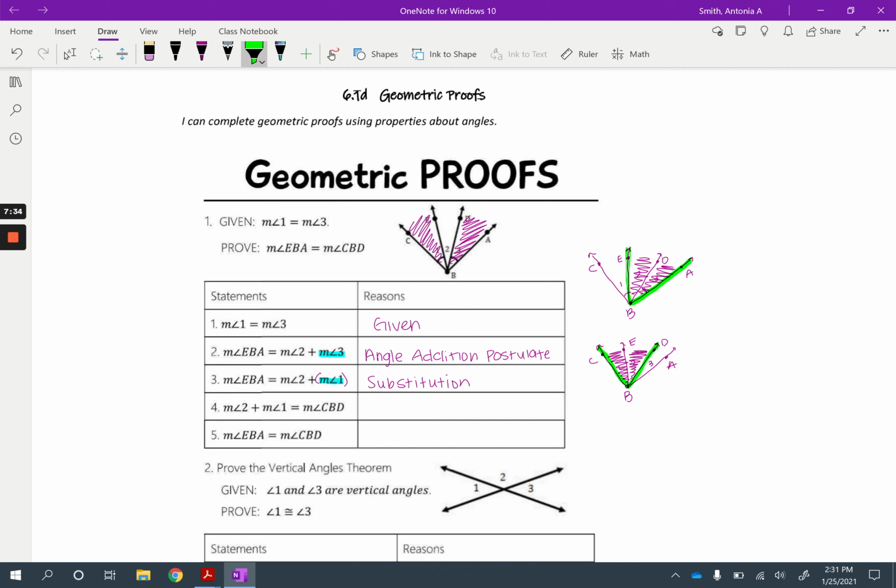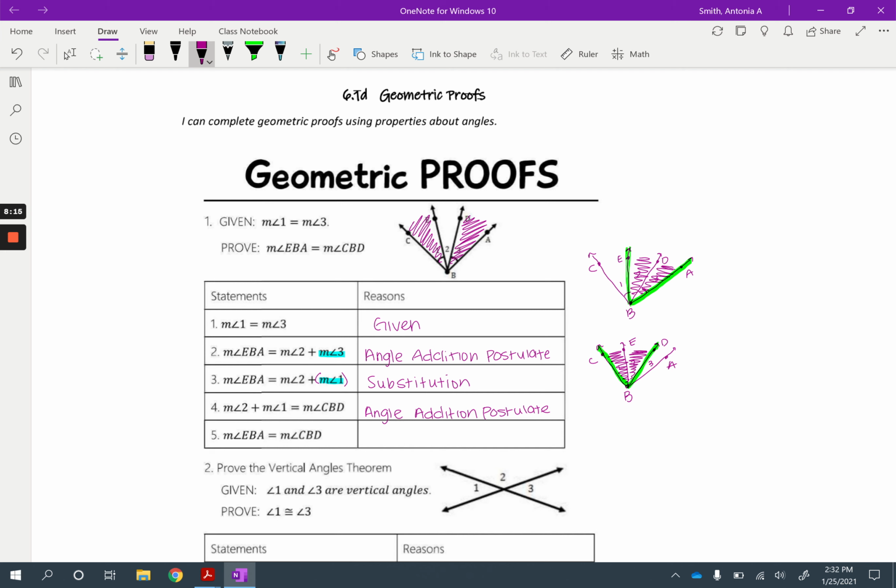Okay, so back to statement 4. The measure of angle 2 plus the measure of angle 1 equals the measure of angle CBD. That's a lot like statement number 2, right? Where we highlighted our two angles that make up the bigger angle. Okay, the same reason is why we're able to say this as well, the angle addition postulate. Which, if you've already forgotten, again means that I can take the measure of two angles and combine them to equal a bigger angle. That's all they've done here.